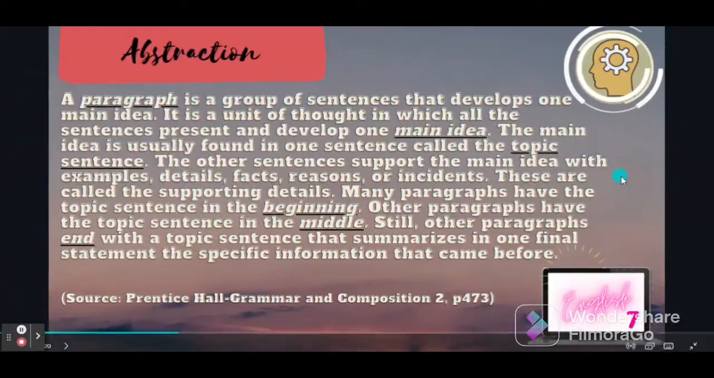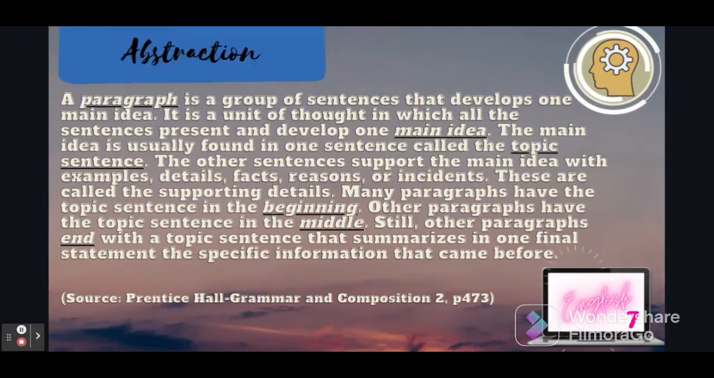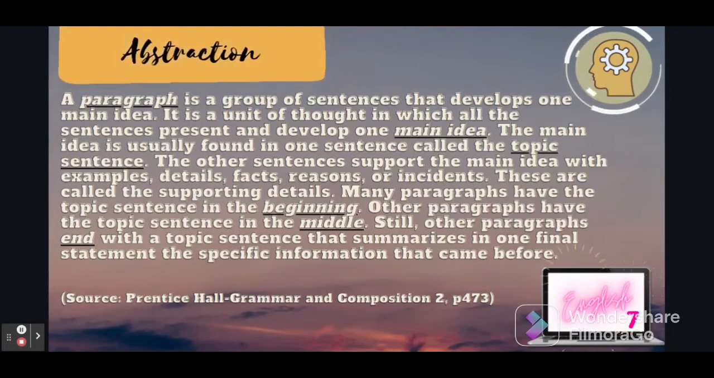Let's recall about a paragraph. A paragraph is a group of sentences that develops one main idea. It is a unit of thought in which all the sentences present and develop one main idea. The main idea is usually found in one sentence called the topic sentence. The other sentences support the main idea with examples, details, facts, reasons, or incidents. These are called the supporting details.